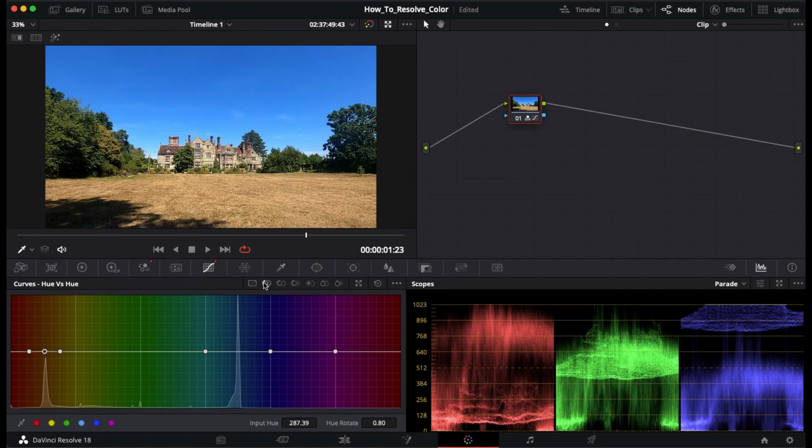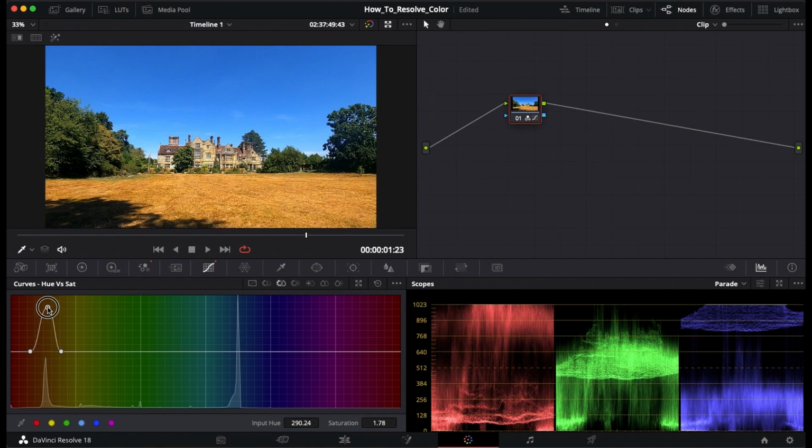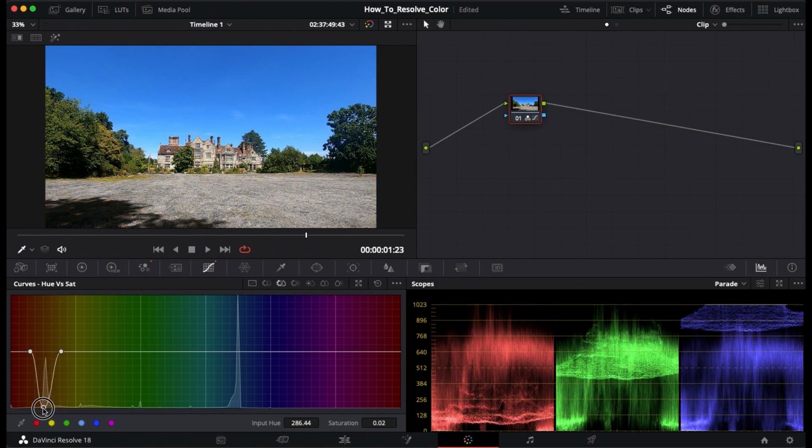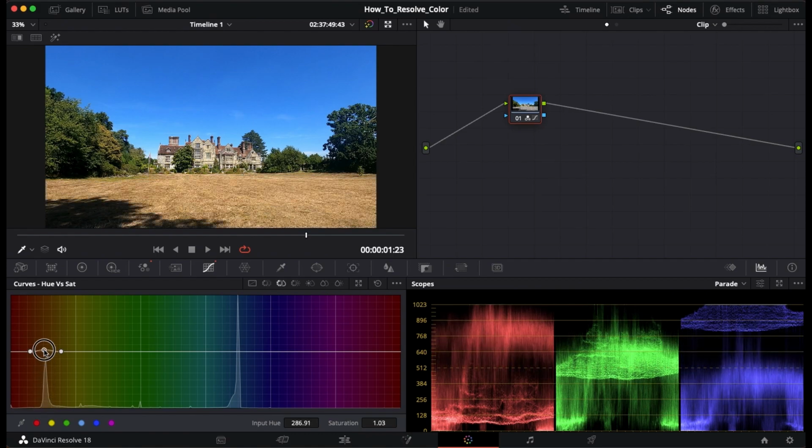Now, if we look at this tab here, we've got hue v hue, hue v saturation. So if I click on hue v saturation, click on grass again. I'm going to use the hue of this grass here to increase the saturation of that grass. So now we've got more orange. Or I can reduce saturation and go to black, to darker grey. So I'm using the hue value to increase or decrease the saturation.